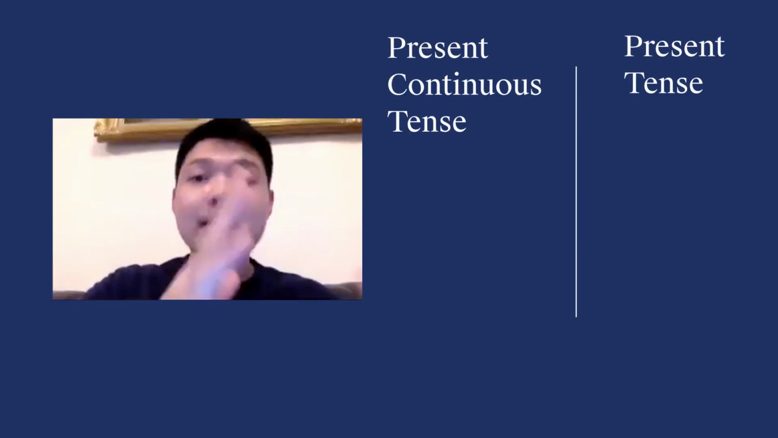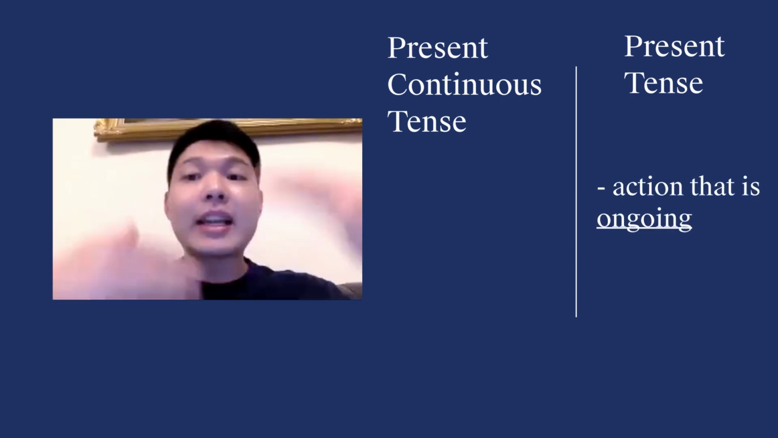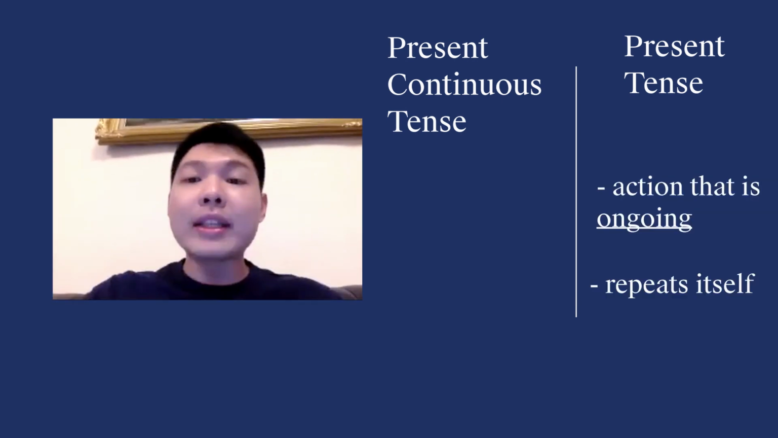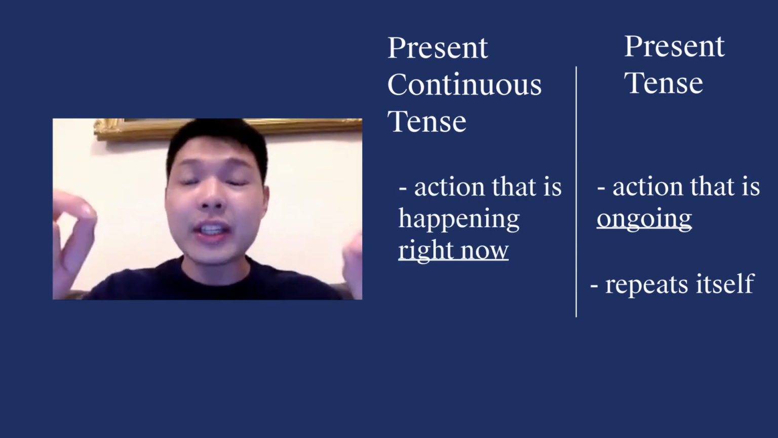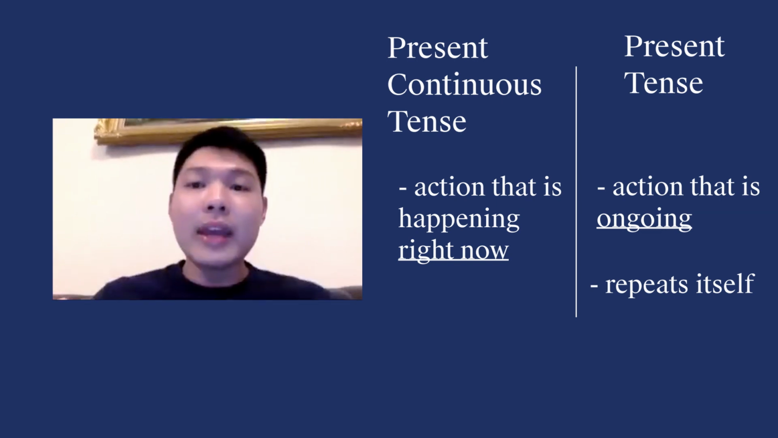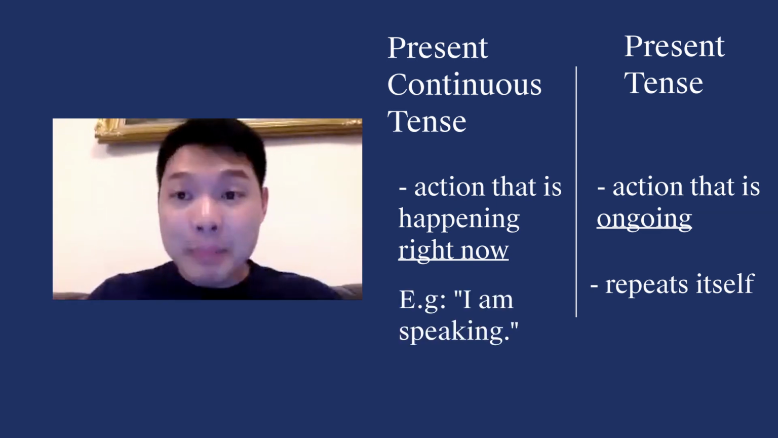Okay, so the difference between present continuous tense and present tense is that present tense is an action that is ongoing, that repeats itself, right? Whereas present continuous tense is an action that is happening right now as I speak, okay? So for example, I can say that I am speaking, all right?